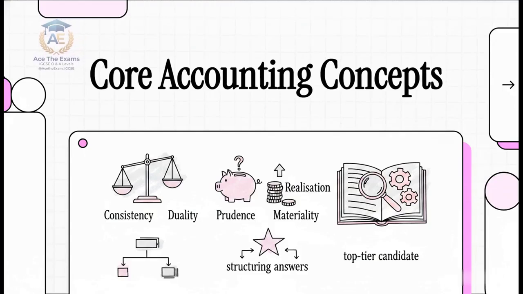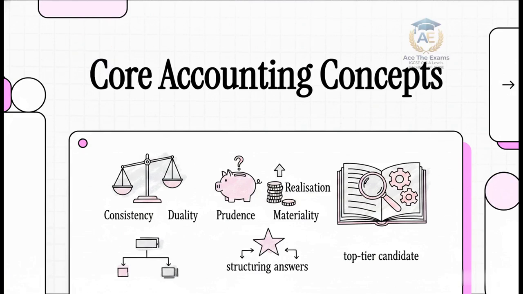Listen, if you are currently grinding through your prep for the Cambridge AS and A-Level 9706 accounting exams, you already know the brutal truth. Mastering the numbers, honestly, that is only half the battle, maybe even less. Year after year, when I sit down and pore over the principal examiner reports, there is a massive, glaring hurdle that trips up even the most mathematically gifted students.